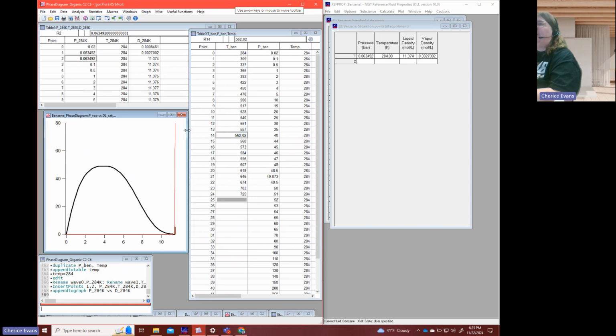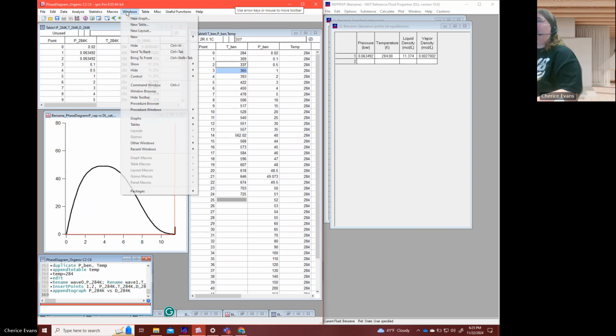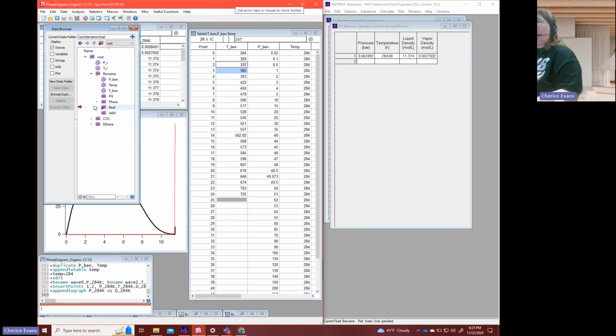It's always so much fun getting everything you need on the screen, even a wide screen. There we go. Okay, so now I have one of two options at this point, because technically this is in one directory in terms of data browser.